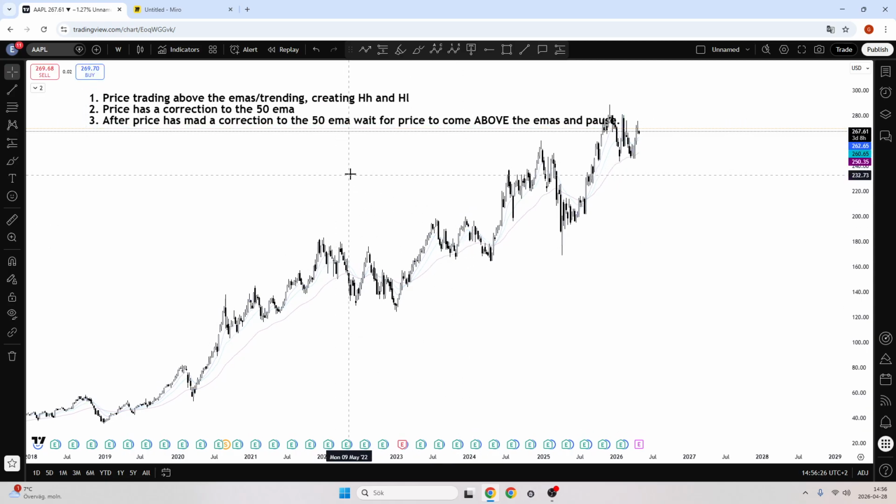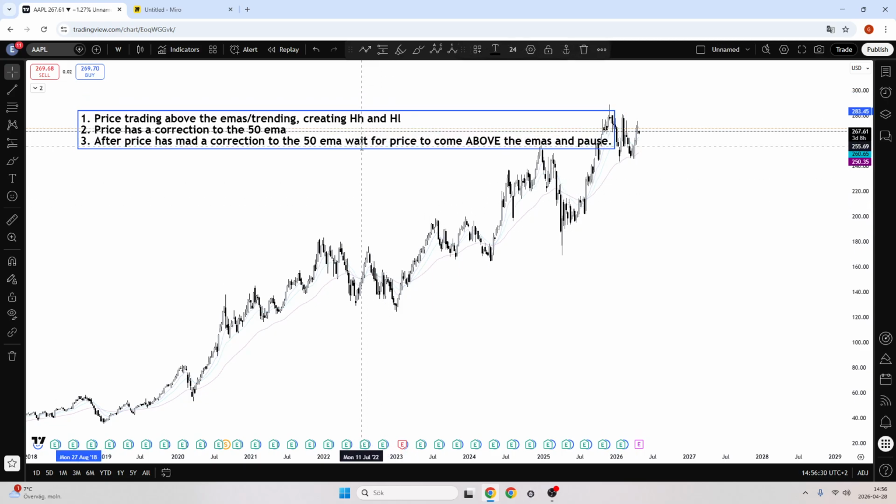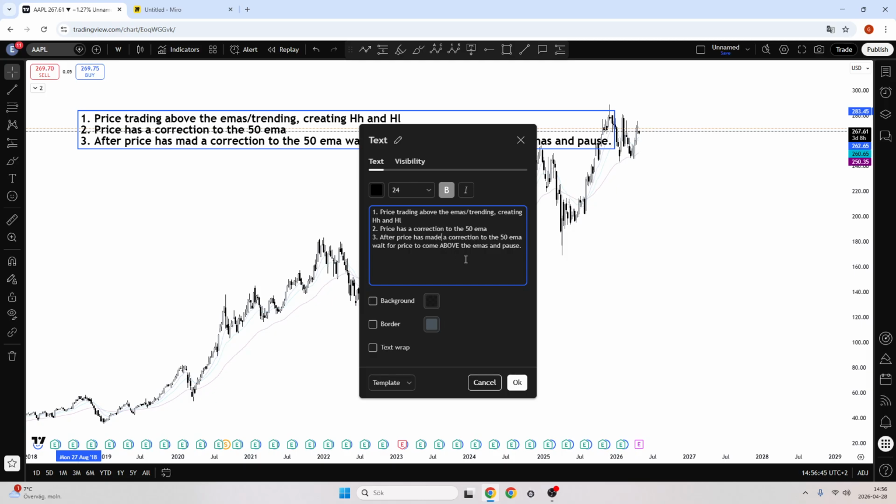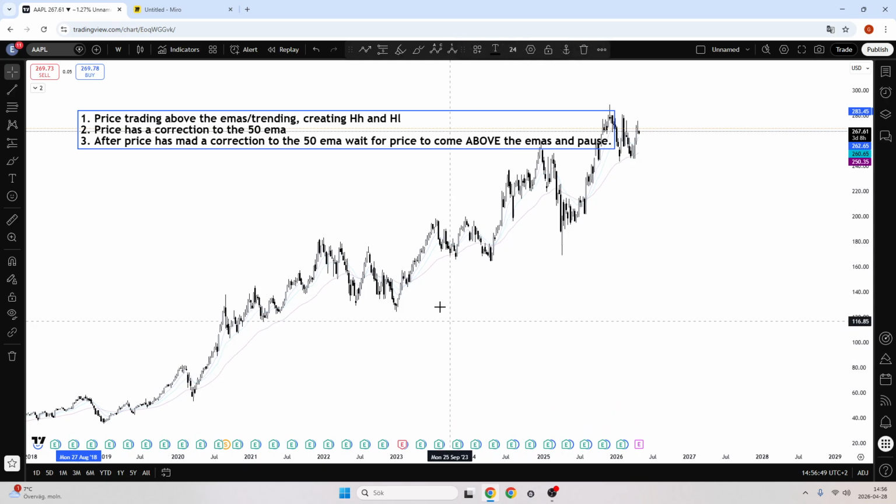So can we do something there? Maybe we have something that is saying, well, actually, let's just test this system right here. So what we want to see right here is price trading above the EMAs, trending, creating higher highs and higher lows. Price has a correction to the 50 MA. After price has made a correction to the 50 MA, wait for price to come above the EMAs and pause.